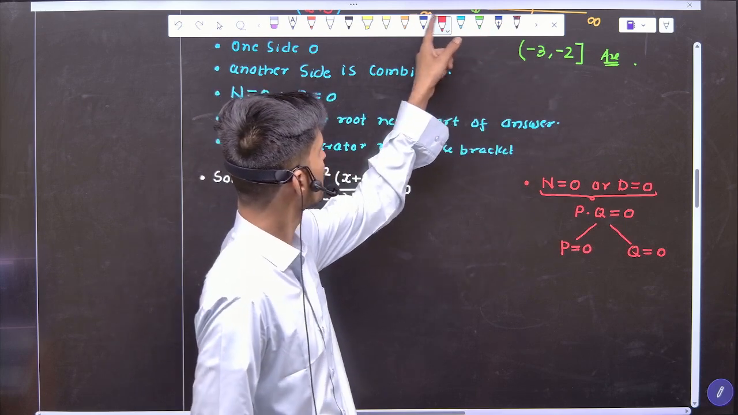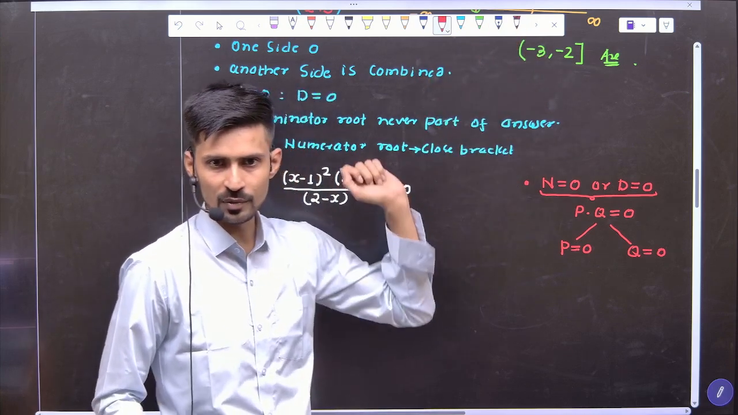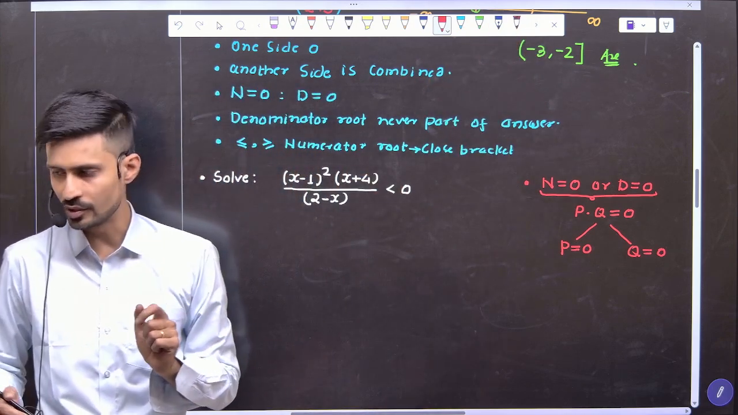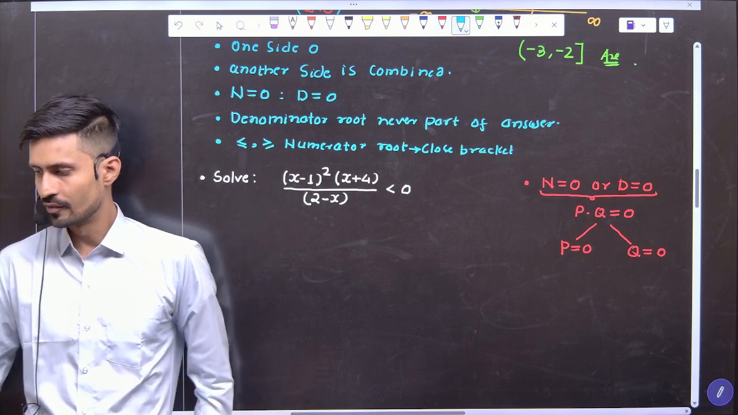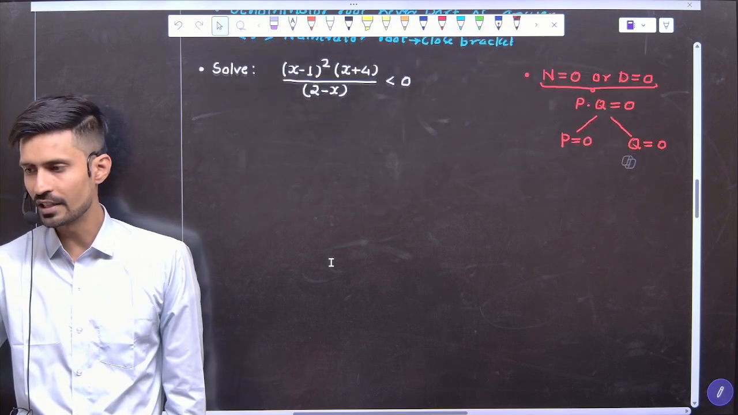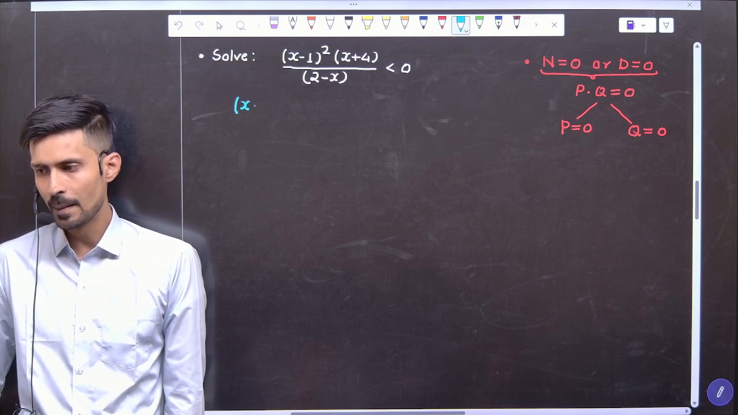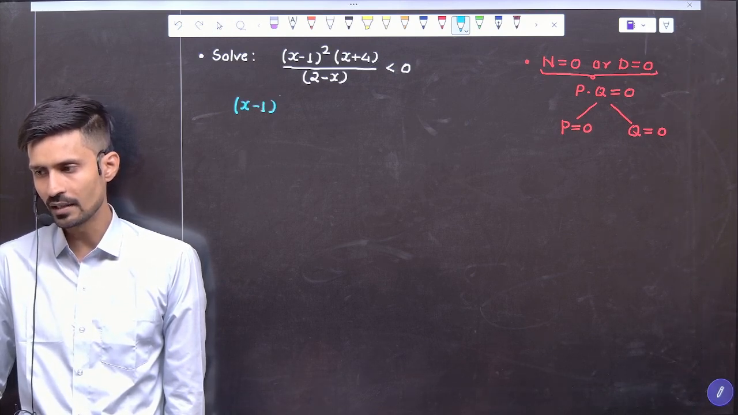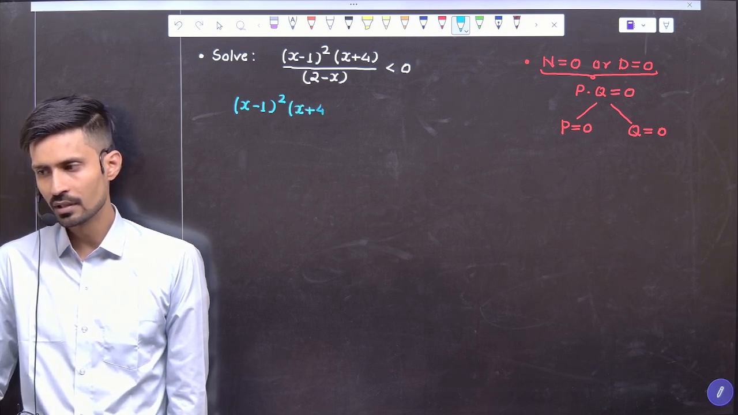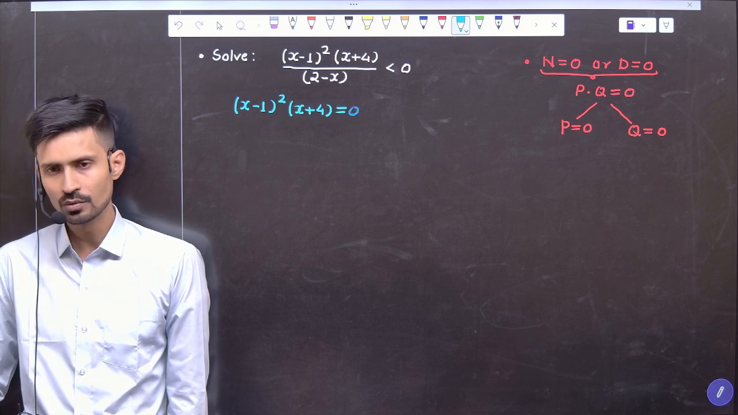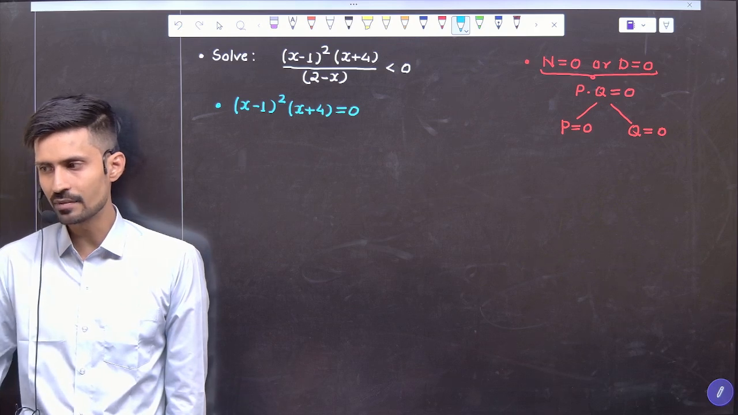Do you remember, on the number line we were putting minus 3 and minus 2 after solving numerator equals 0 and denominator equals 0. Same thing here. First I will write numerator is equals to 0. What is the numerator? (x minus 1) whole square into (x plus 4) is equals to 0. So tell me, is this matching with this format or not?